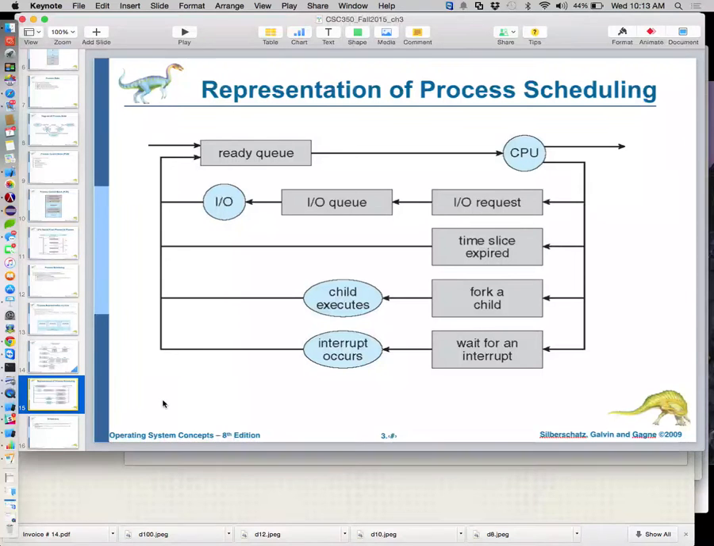Last time we talked about a couple of different queues that the process scheduler keeps track of. So we kind of mentioned 3 of them, right? We have the job queue. Who's in the job queue?